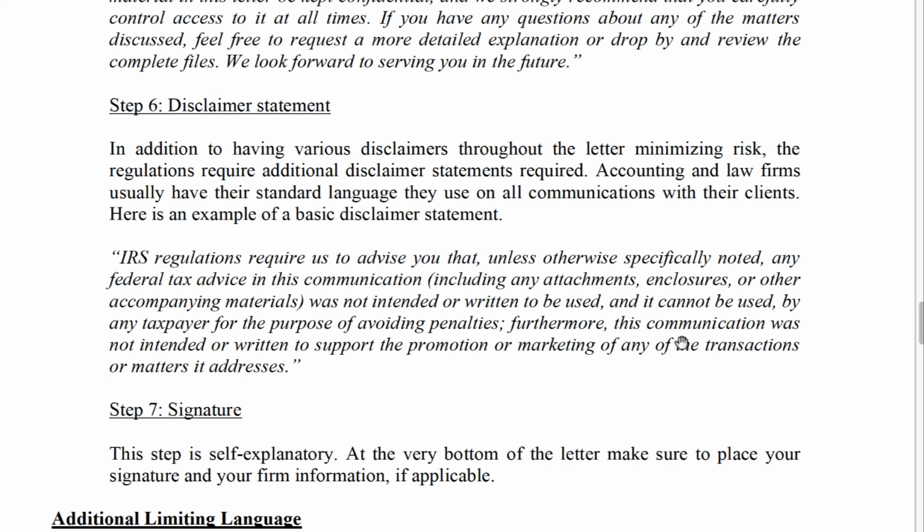Okay, our last 2 steps are the disclaimer statement, which, remember, your accounting firms, your law firms, your tax preparation firms, whatever you use, usually you have a disclaimer statement already to use, but I'm going to give you mine. I'll write it for you. And then you have your signature, which is just you putting your name, putting the firm on behalf of the firm, that type of stuff. Okay, so let's go ahead and do step 6 and step 7 in our client letter.